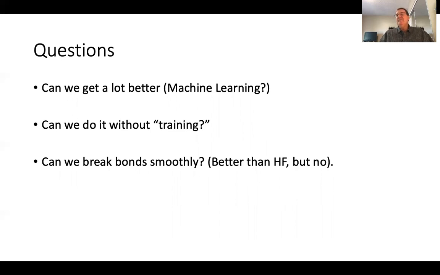Can we do it without training? I don't think so. I don't think it's possible. That is, if you were to go back to the PBE philosophy, it sort of runs out of gas at about a mean absolute error of about 8 kcal. I think we'll always have to train.